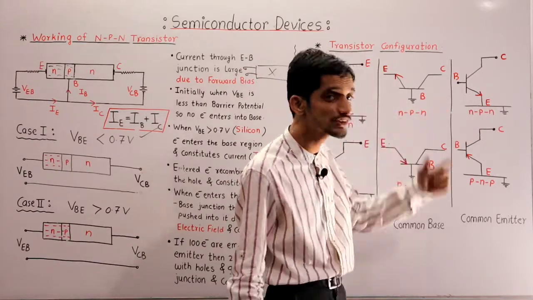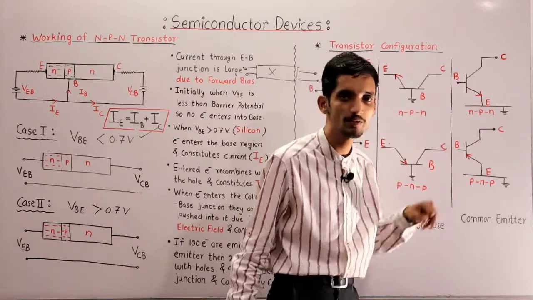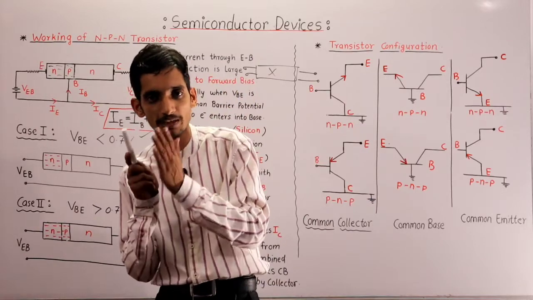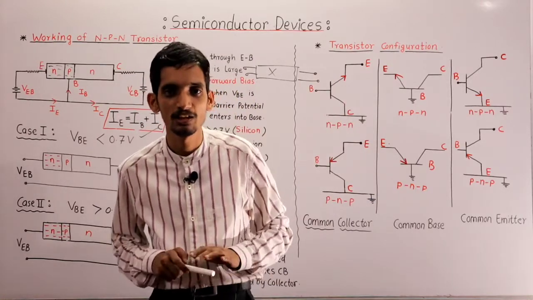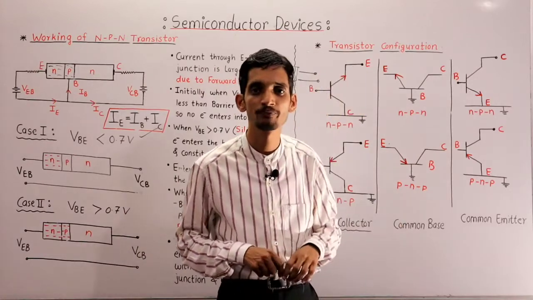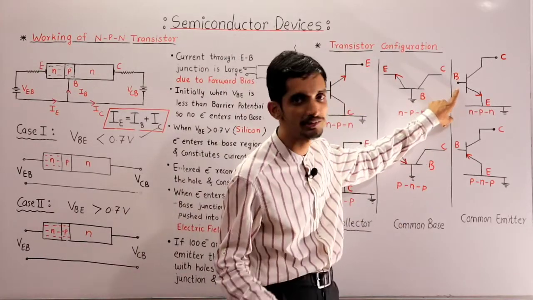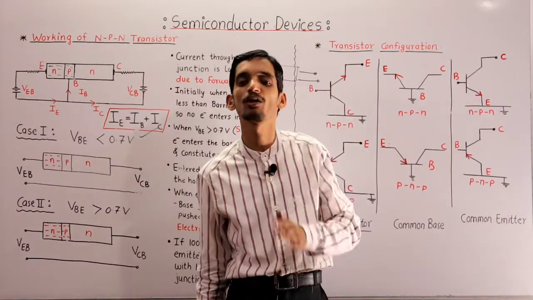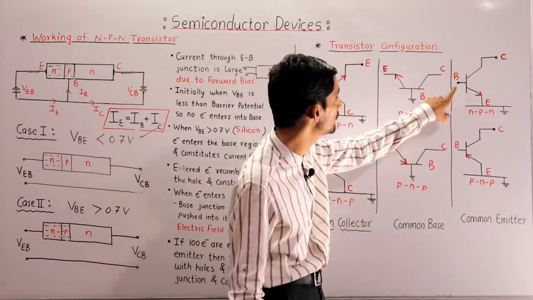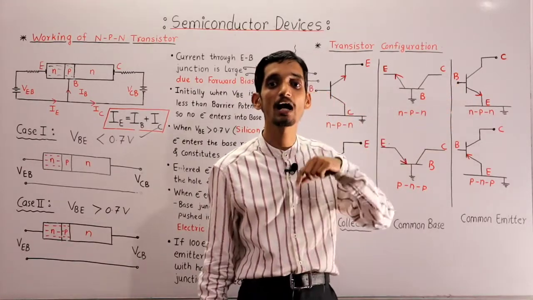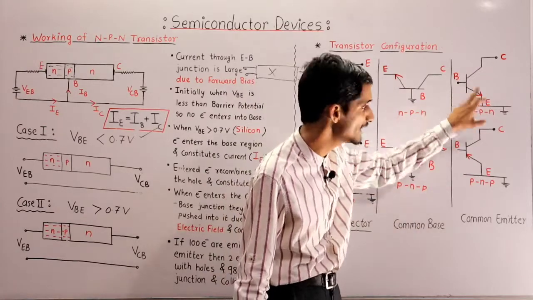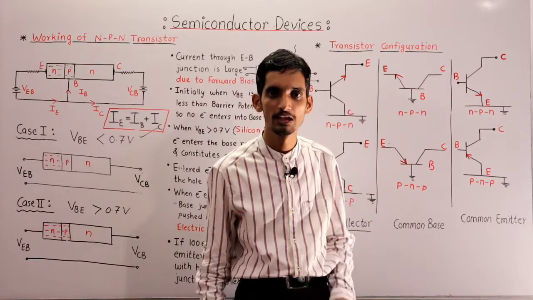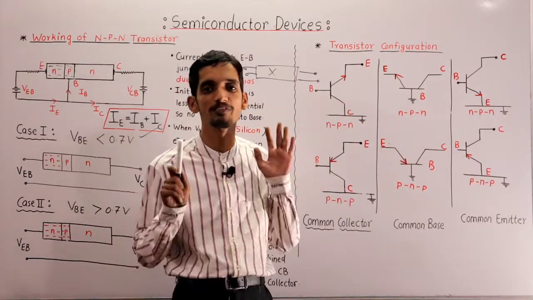Now the remaining 2 terminals are base and collector. These 2 terminals act as input current for the base and output current from the collector. So in common emitter configuration, the input current is IB, the base current, and the output current is the collector current. Then the input voltage is between base and emitter, and the output voltage is between collector and emitter, because the emitter is common. Clear? So this is common emitter configuration.